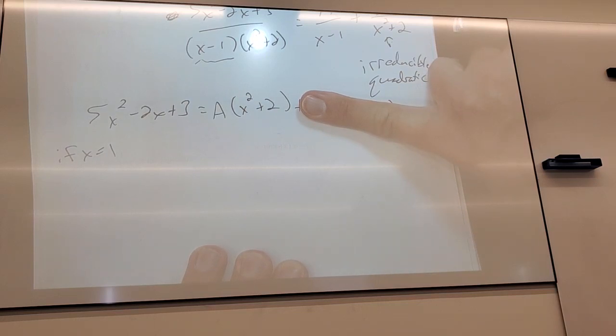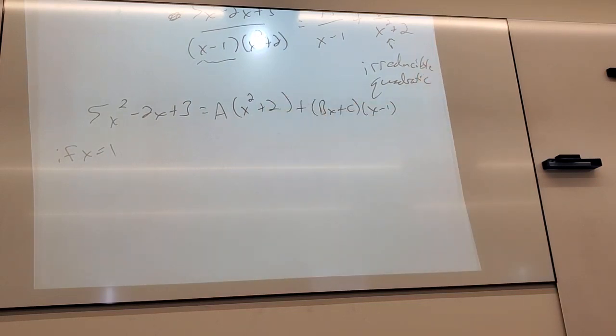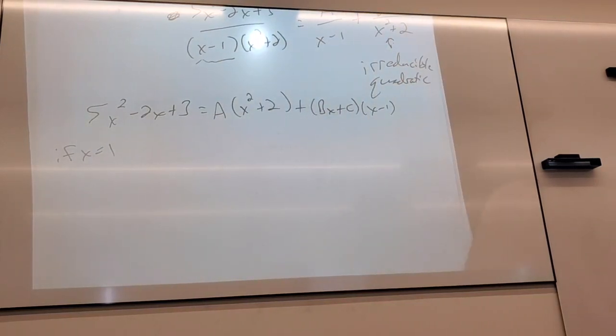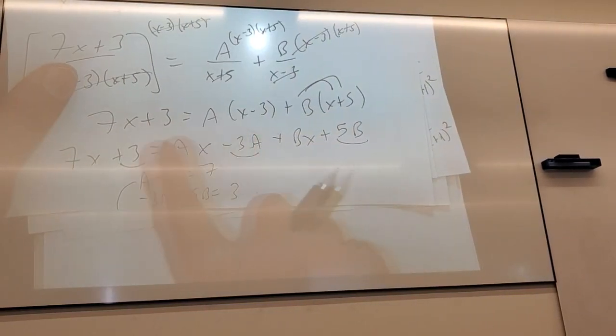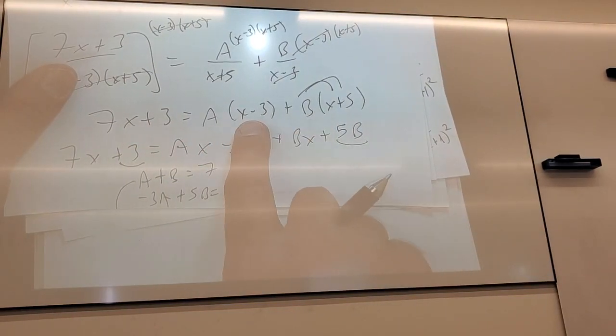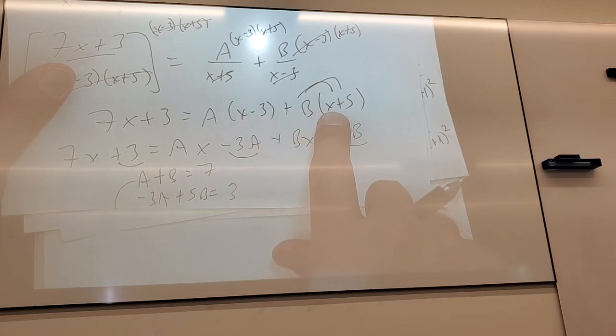You guys see that? This is a shortcut, yes. On this problem here, the one we did earlier, I could have let x equal 3, and I could have let x equal -5.